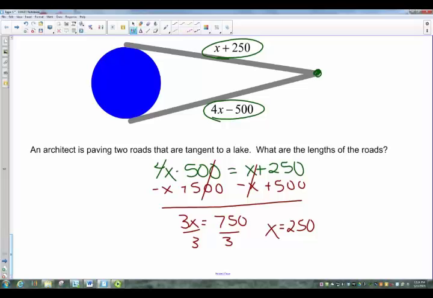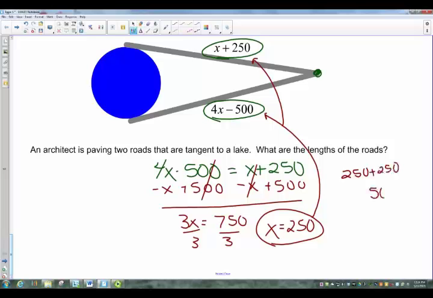Now, what it's actually asking is, what's the length of the road, not what's the value of x. So we take that 250 and we substitute it in there. And it makes sense that we should be able to do both because, like we said, they're congruent. So if you take 250 plus 250, you're going to end up with 500. So the length of that road is 500, and there you go. Now, obviously, it doesn't give us units, so we're not sure. But if they did supply the units, we'd have to put those on there as well.